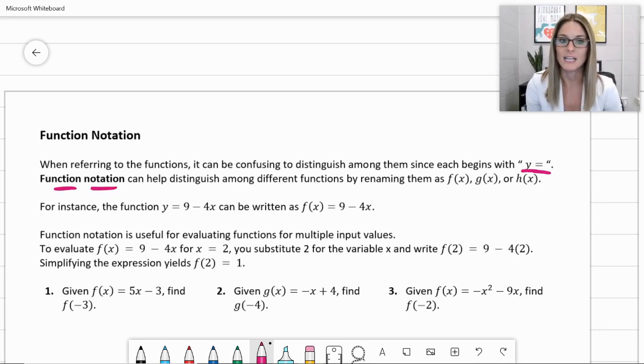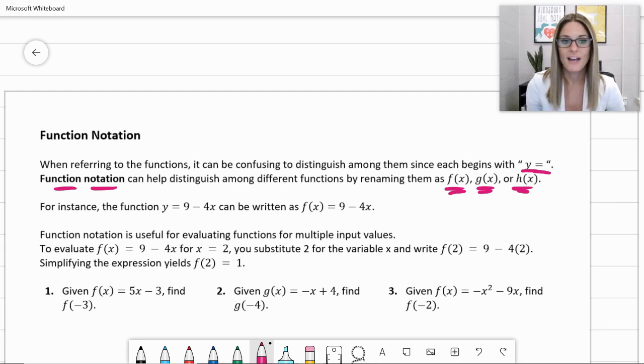It can help us distinguish between different functions by renaming them as f of x or g of x or h of x. And you probably have seen f of x the most, but we can definitely name it using g, h, any other letter that we want to. Just f, g, and h are the most common.